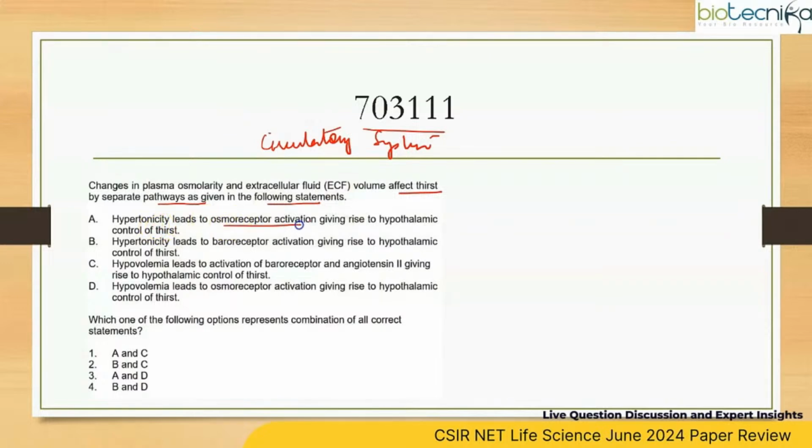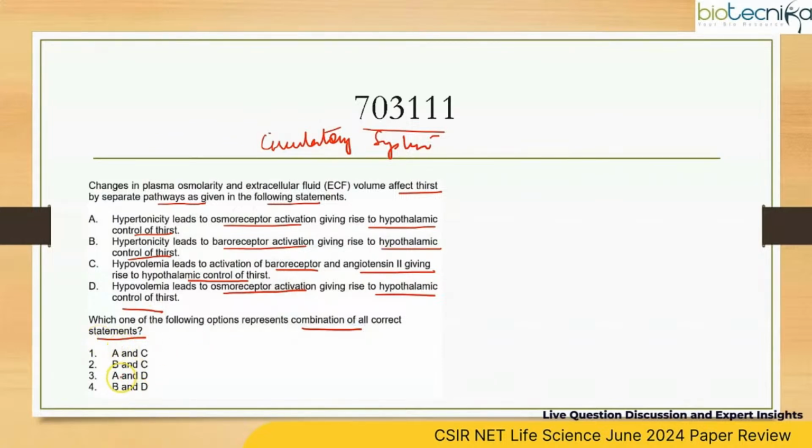A. Hypertonicity leads to osmoreceptor activation, giving rise to hypothalamic control of thirst. B. Hypertonicity leads to baroreceptor activation, giving rise to hypothalamic control of thirst. C. Hypovolemia leads to activation of baroreceptor and angiotensin 2, giving rise to hypothalamic control of thirst. D. Hypovolemia leads to osmoreceptor activation, giving rise to hypothalamic control of thirst. So you have to know about the baroreceptors, what they do, and the osmoreceptors. It is a mix of these topics. Which of the following options represents the combination of all correct statements?